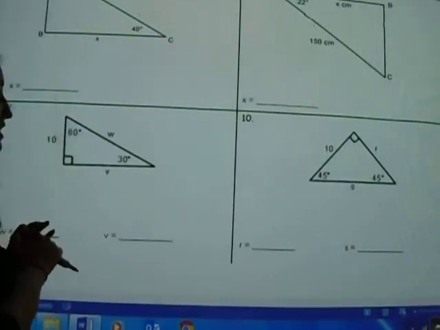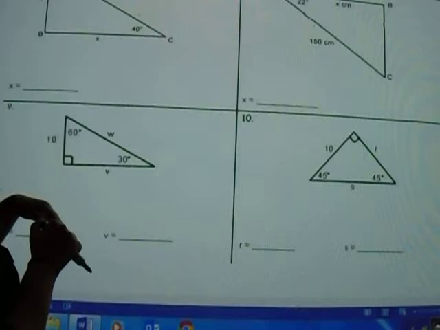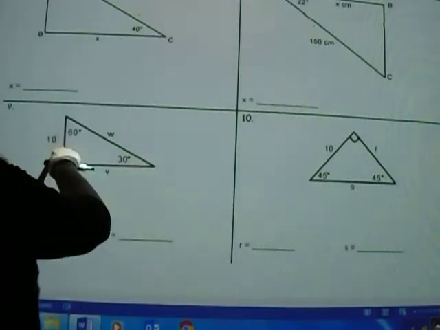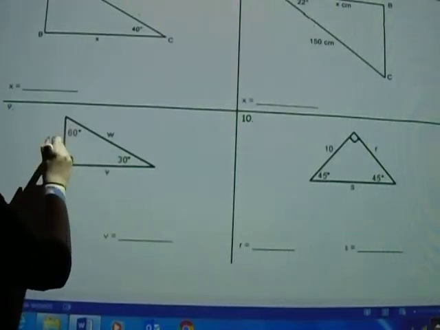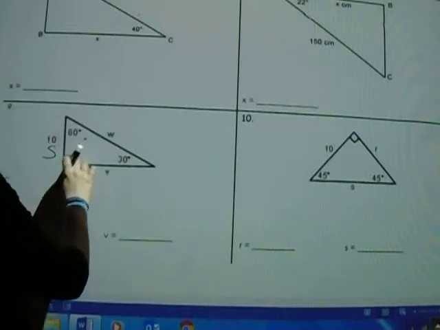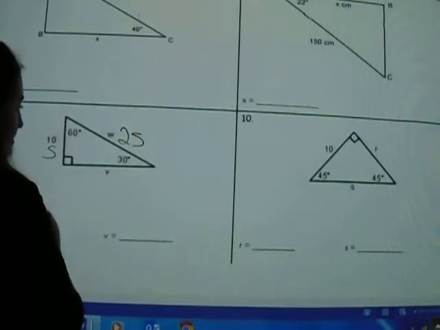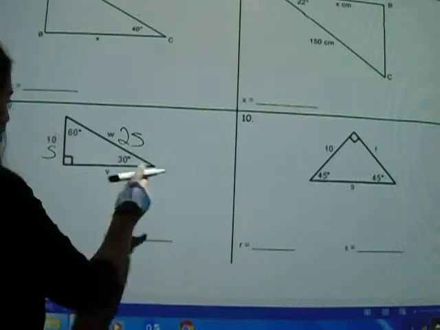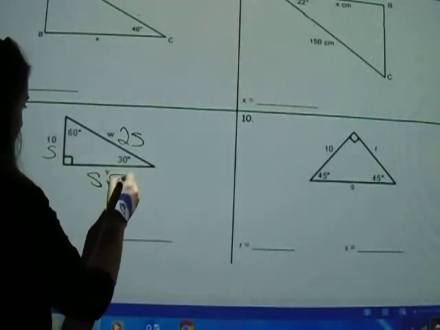Alright, so for this one, this is the 30, 60, 90 triangle, and the rule for that is we look at the short leg, so this is just the short leg S. The hypotenuse is 2S, and the long leg is S times root 3, right?